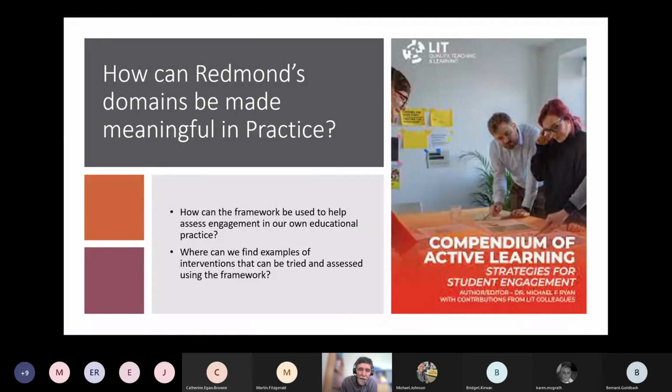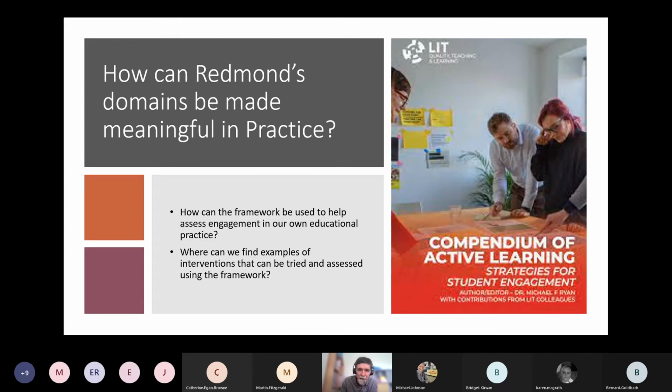So in terms of how you can actually use the framework, you need to find something to intervene, some technology or whatever to use, and you just use the framework to assess the engagement, and then to try that and maybe assess how that trial went going forward.